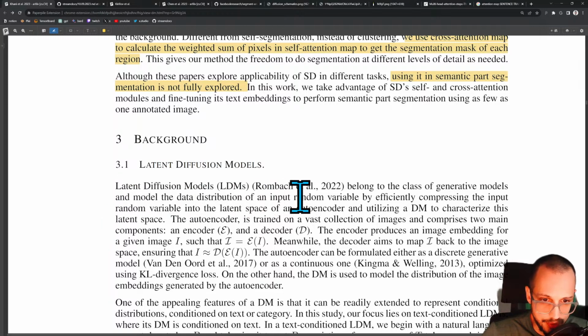Okay, so a latent diffusion model belongs to the class of generative models that model the data distribution of an input random variable by efficiently compressing the input random variable into the latent space of an autoencoder and utilizing a diffusion model to characterize this latent space. Okay. A lot of different pieces here. So what is the latent space of an autoencoder?